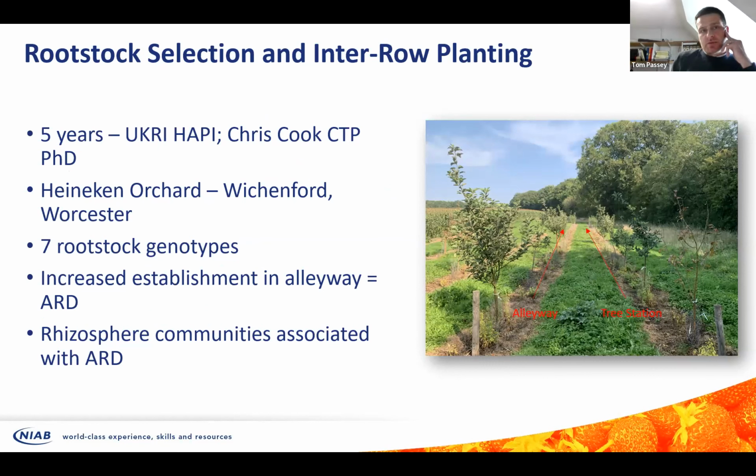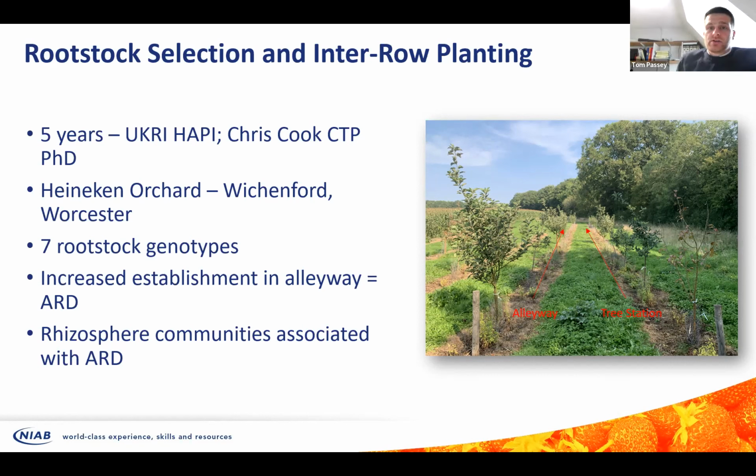A couple of years ago now, we were doing a UKRI Happy Cool project where we set up an orchard in Worcestershire, one of the Bulmers Heineken orchards, where we were looking at 7 different rootstocks with the scion Worcester on top. We planted the trees straight into holes that had trees in the previous growing season, and we also planted exactly the same genotype trees in the alleyway between the old tree stations.